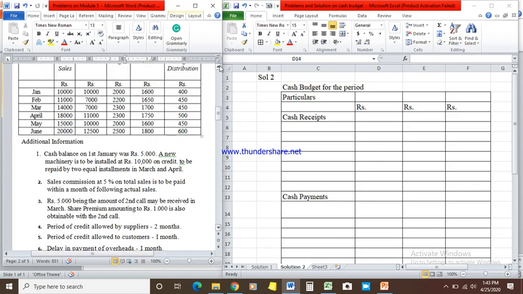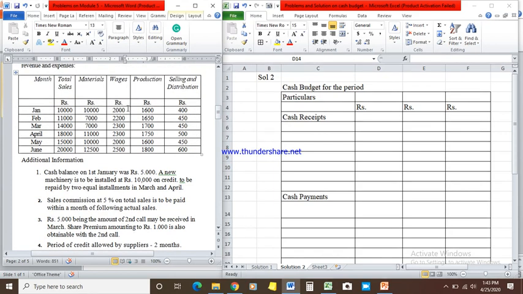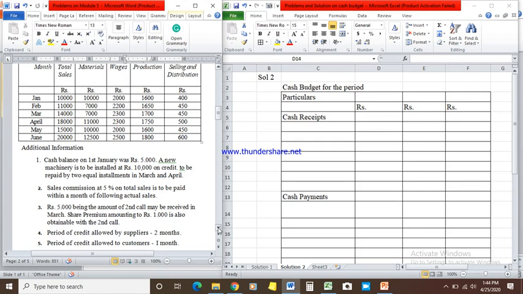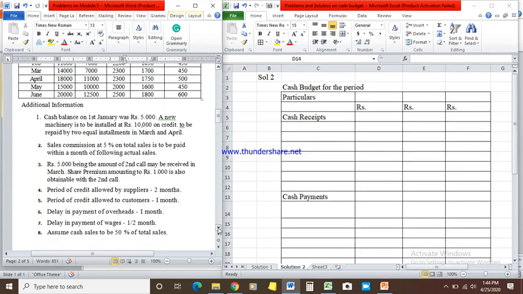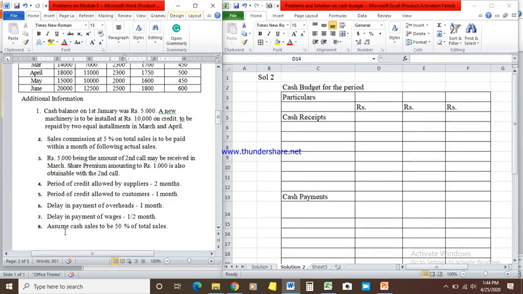Which means wages of 2,000 rupees incurred in the month of January: half payment means 1,000 rupees is paid in the month of January, and the balance 1,000 is paid in the month of February. Similarly, for February, 2,200 is there. In this, 1,000 is of the previous month, 1,100 is of February month. So in total we are going to consider and make the payment in the month of February. In this way, the delay in payment of wages of half month is going to be captured.